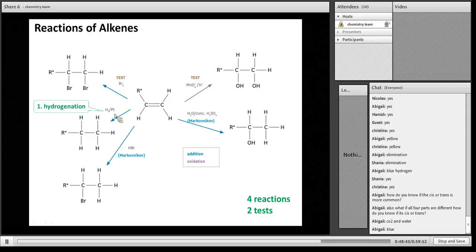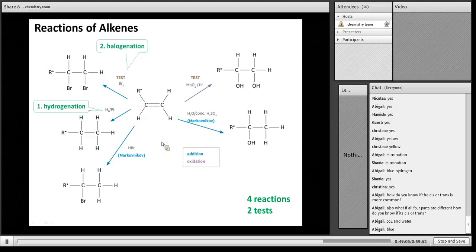Your books might also have nickel in, but you only have to know platinum for the exam, just in case, because I know some books that first go out with nickel in as well. So if you see nickel in your books, it's still correct, and they'll mark it correct, but you only need to know platinum, not platinum or nickel. So that's the first reaction, hydrogenation.